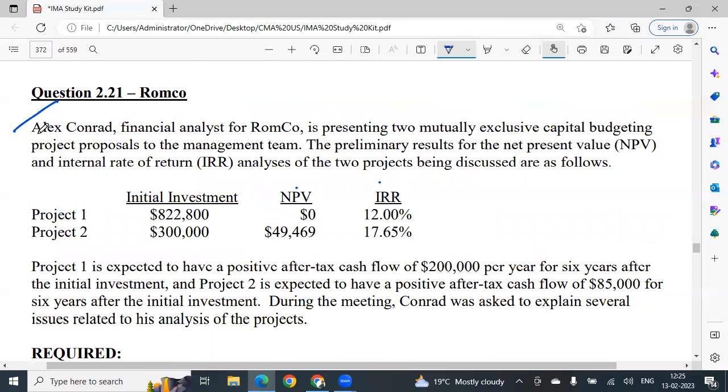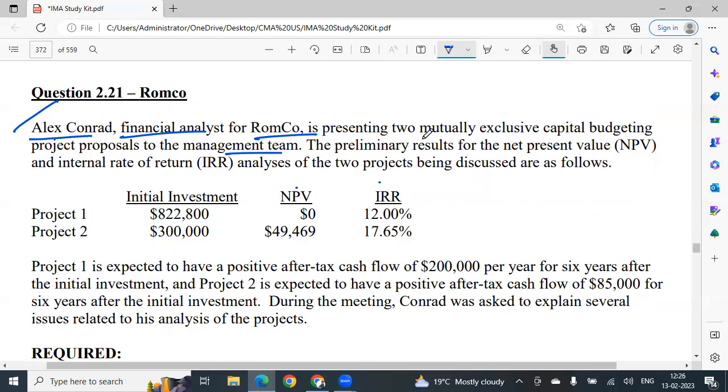Now, Alex Conrad, financial analyst for Romco. So you should be in the footsteps of Alex Conrad, who is a financial analyst of this organization, is presenting 2 mutually exclusive capital budgeting project proposals to the team, to the management team.